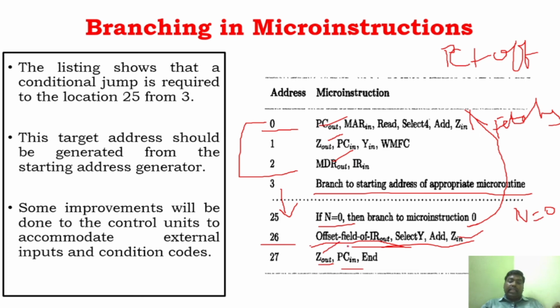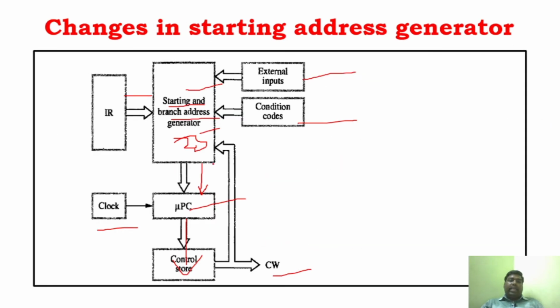It will enable the Z out and PC in, right? So that the content of Z out is sent to the PC in. So here you can see, while executing the branching instruction, it will look for the external inputs as well as the conditional codes.